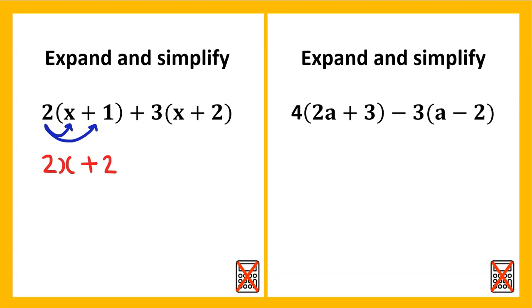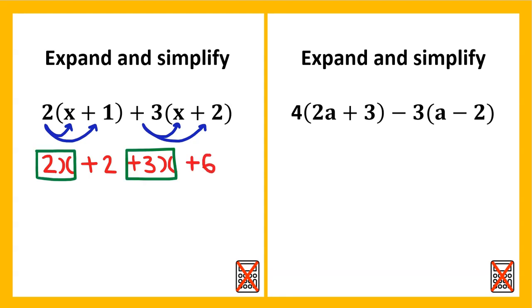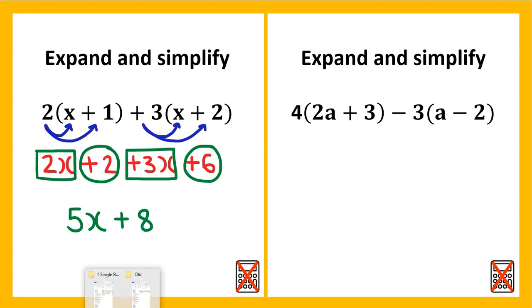Now I can move on to the single bracket on the right hand side. I need to do positive 3 multiplied by x, plus 3x, and then positive 3 multiplied by positive 2, which would be plus 6. 2x will collect with 3x to give us 5x, and 2 plus 6 is 8, leaving us with a final answer of 5x plus 8.